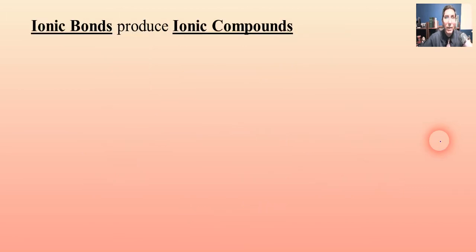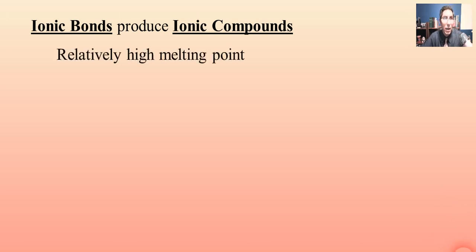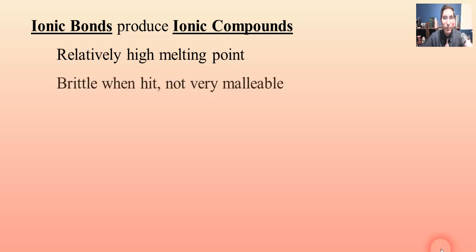Now, when we talk about ionic bonds, well, ionic bonds produce ionic compounds. And ionic compounds have some fairly important characteristics that you need to know about. For example, ionic compounds generally have a fairly high melting point. If you're familiar with crystals like, for example, sodium chloride, a regular table salt, it has a pretty high melting point. You can't just put that on a stove and expect it to melt.